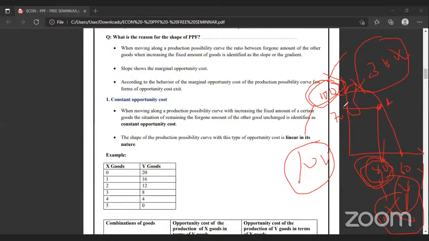Tell me, what is the opportunity cost of producing 70 X goods? Everyone say, what is the opportunity cost of producing 70x goods? Tell me, what is the answer? What is the opportunity cost of producing 70x goods? Exactly, 20y goods, correct. 20y goods.